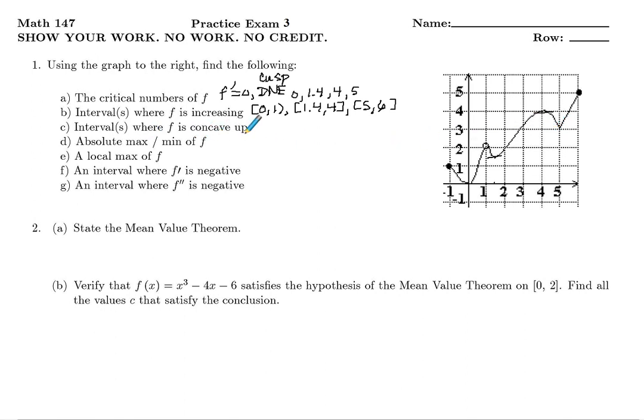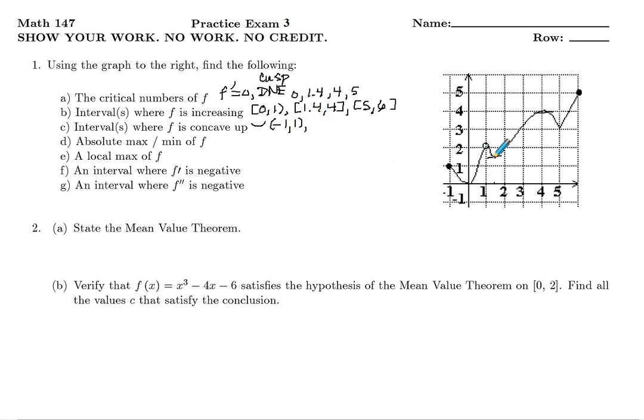Where is the graph concave up? Curved upwards. So curved up like that. So we are concave up between -1, and it looks like we're concave up all the way to 1 there. So -1 to 1, and then remember we don't close these intervals up.